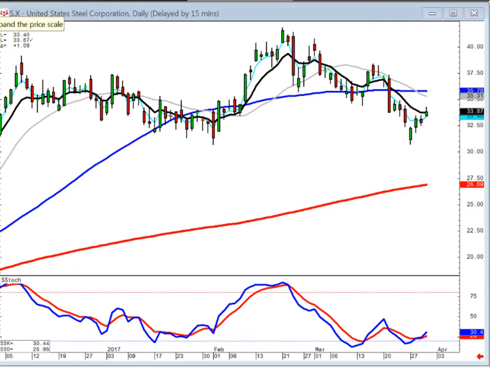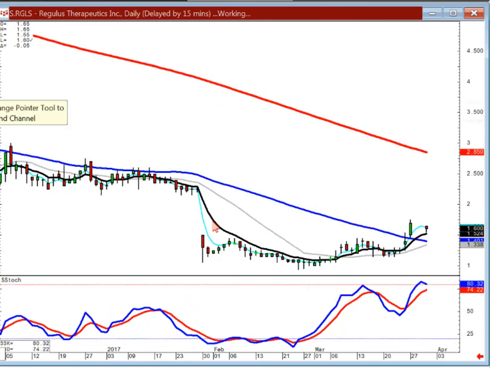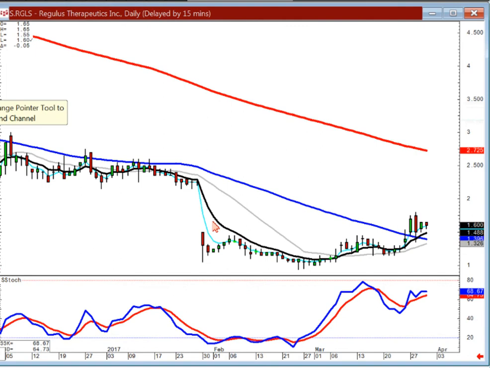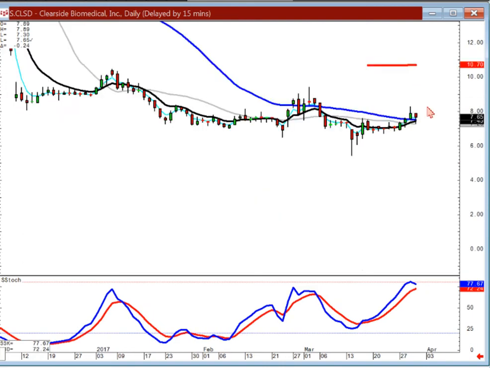They scrolled past me again. RGLS, stay long. You can be buying this one. Nice fry pan bottom. CLSD backed off a little bit, but is still in the fry pan bottom. You stay long as it stays above the T line.